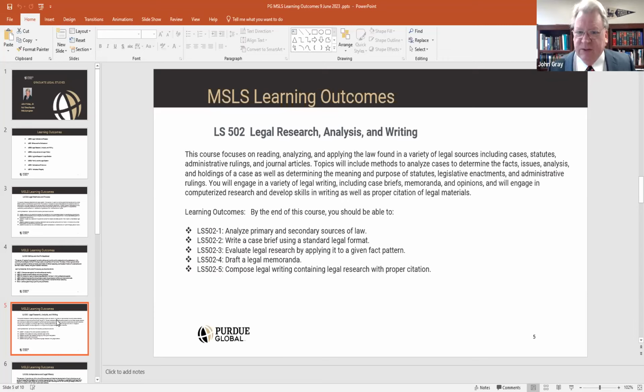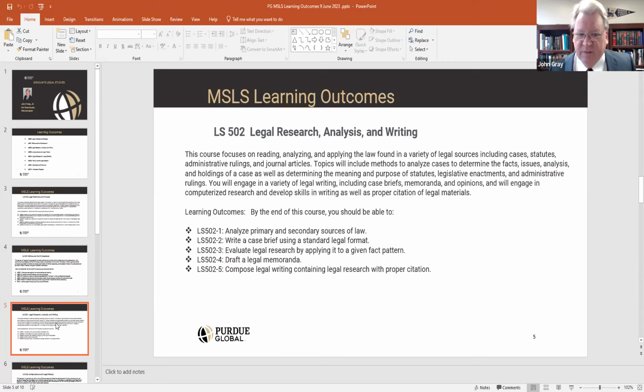And you'll look at methods to analyze cases to determine the facts, the issues, the analysis of each case, and the holdings of each case. The holdings are what the court decided, and we'll look at the rationale also as to why those decisions were made. So it's important to, in this course, be able to not only research and give some analysis and do some writing, but also to determine the meaning and purpose of statutes, legislative intent behind legislative enactments, and administrative rulings.